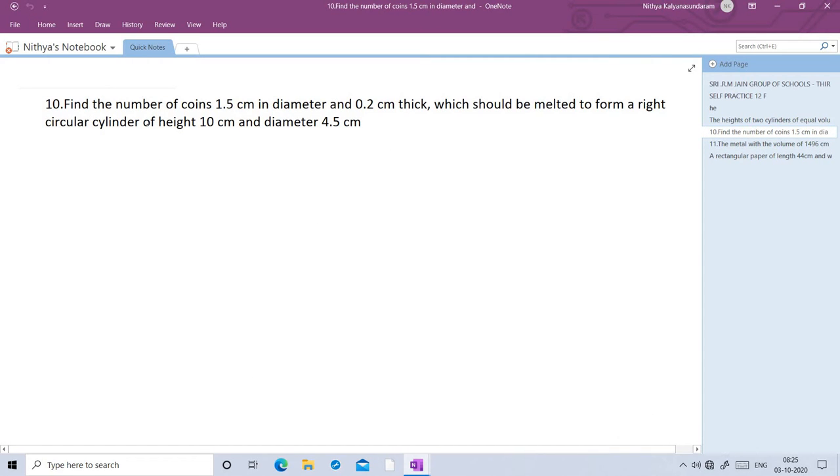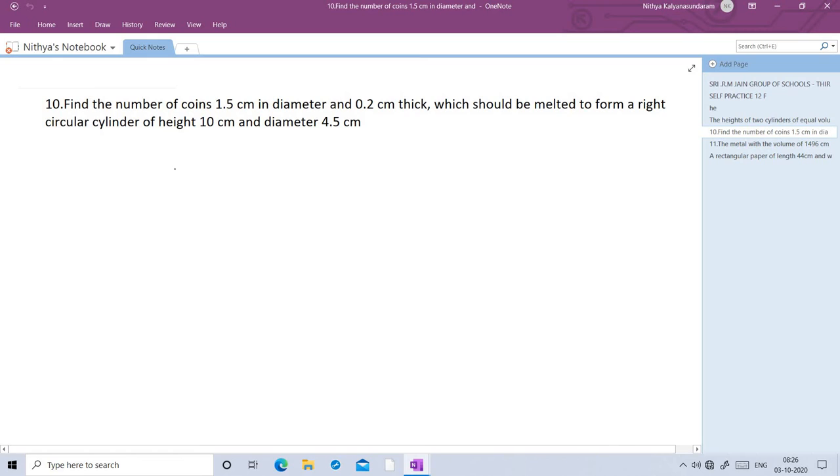Next question, find the number of coins. Coins 1.5 centimeter in diameter and 0.2 centimeter in thickness, which should be melted to form a right circular cylinder of height 10 centimeter and diameter 4.5 centimeter. So here we want to find the number of coins. Coin diameter is 1.5 centimeter and height is 0.2 centimeter. Then it should be melted to form a right circular cylinder.